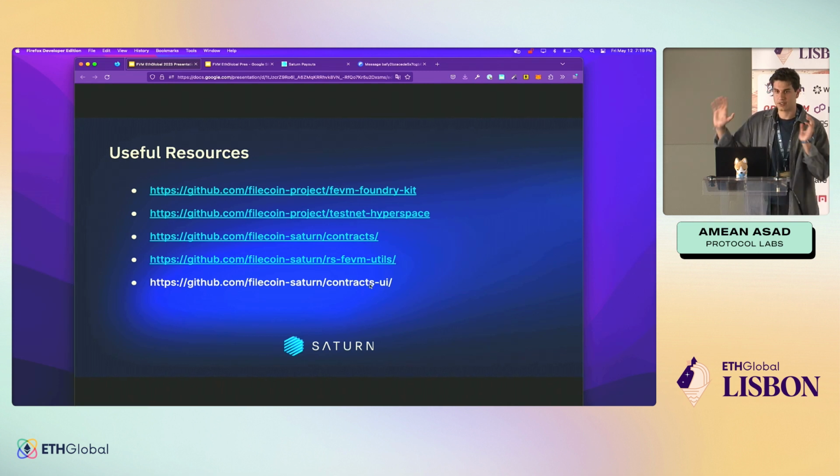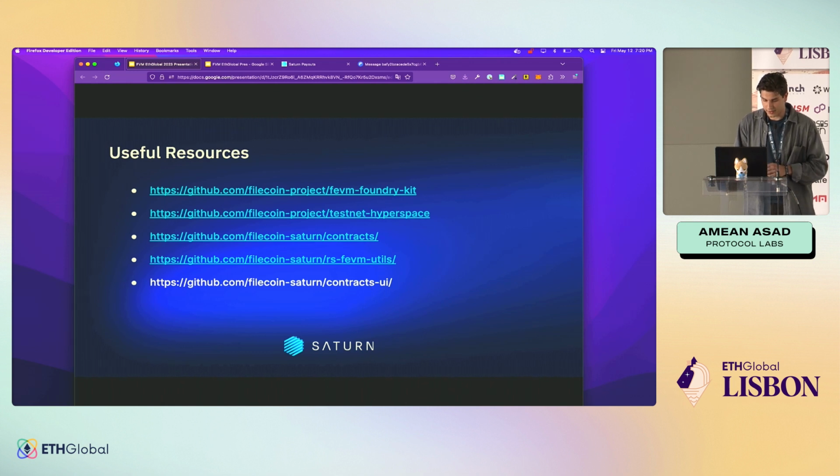And lastly, this is the contracts UI. The UI I just showed is also open source. In case anyone wants to look at how to build front-end applications on FEVM, it's very similar to Ethereum. In fact, it's the same exact tooling, and we have it out there.